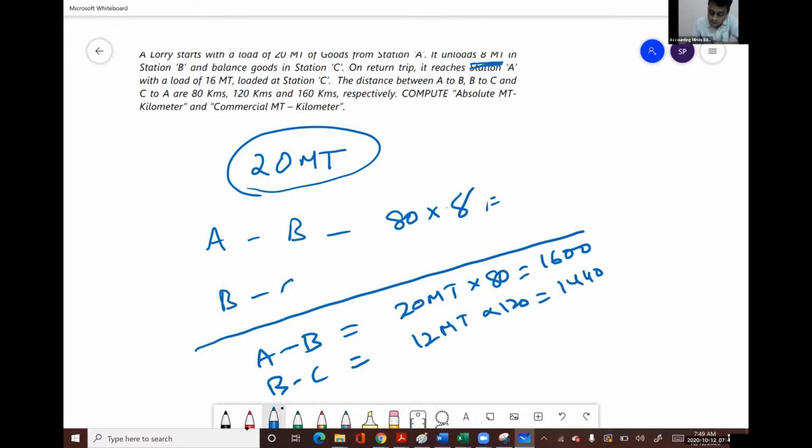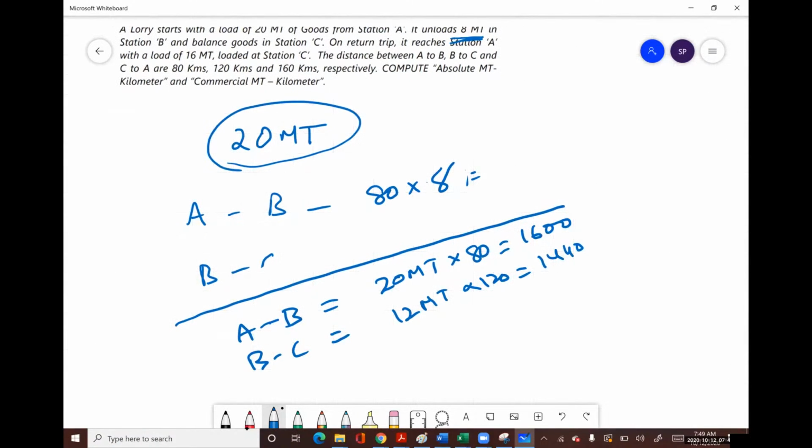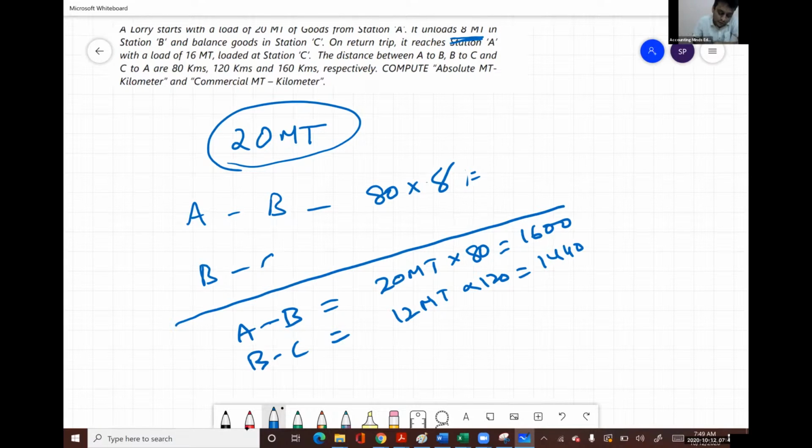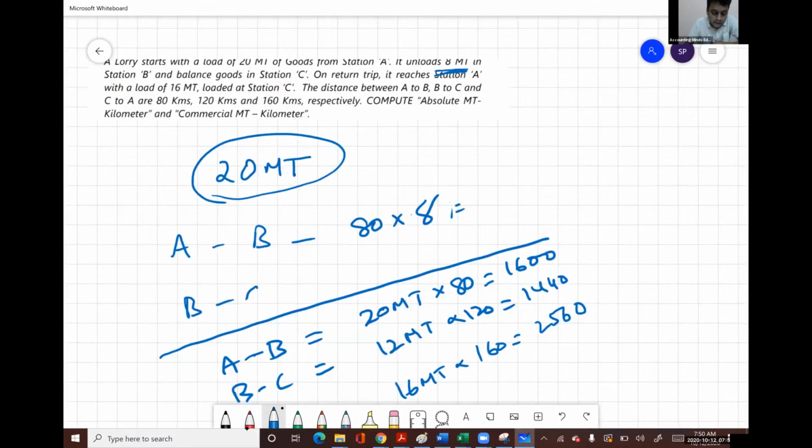And A to C, it is 16. What is again A to C? On return trip, sir. Okay, on return trip. Fair enough. A to C, it is 160 kilometers into 16. 16 metric tons into 160. How much? 2560. Anything else? That's it.